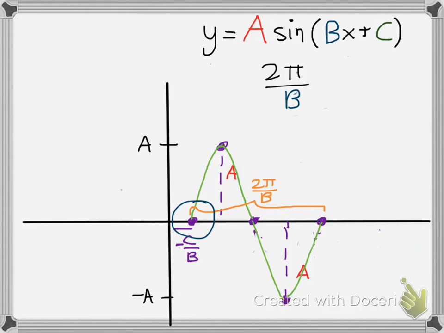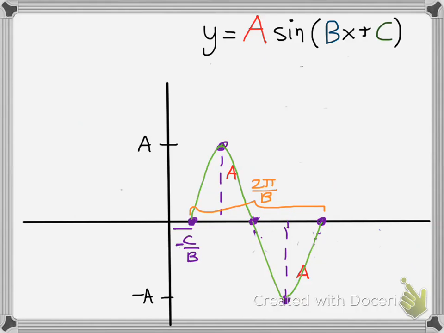So the wave starts at minus c over b units from the origin, and then it repeats itself after 2 pi over b units. And that's because the sine function has a period of 2 pi, but since we want to make a wave that doesn't have period 2 pi, we have to divide that by b, so that we get a period of 2 pi divided by b. So that's the reason why it repeats itself after 2 pi over b units. And then after another 2 pi over b units, it will repeat itself again.